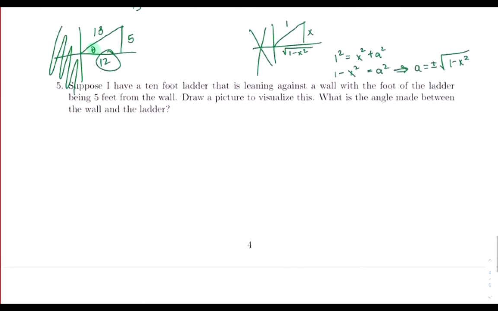Number 5 is similar to what we've been doing. We have a 10-foot ladder leaning against a wall. I should draw: here's the wall, here's the floor, here's the ladder. It's a 10-foot ladder, yes. So we've got a 10-foot ladder, and it's 5 feet from the wall. The foot of the ladder is 5 feet from the wall. Draw a picture to visualize this. What's the angle between the wall and the ladder? So we're looking for this angle theta.